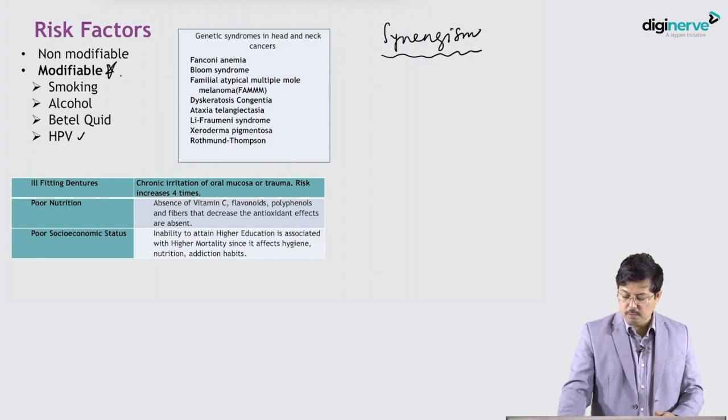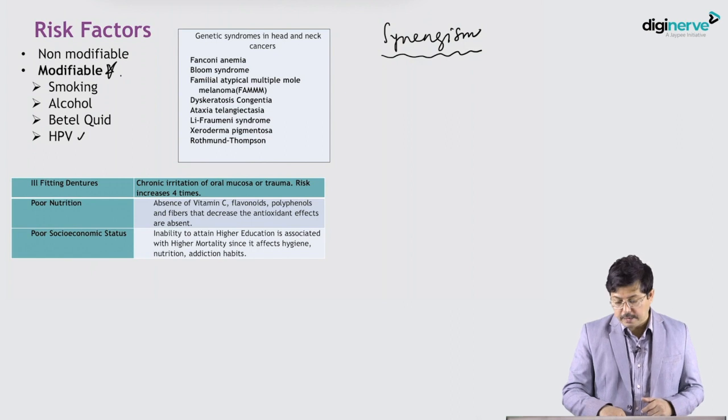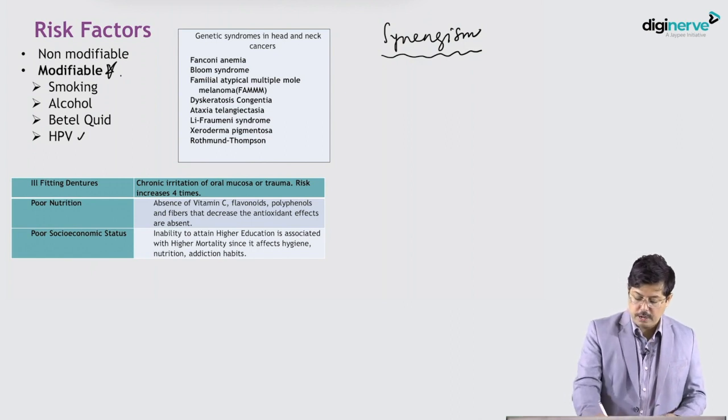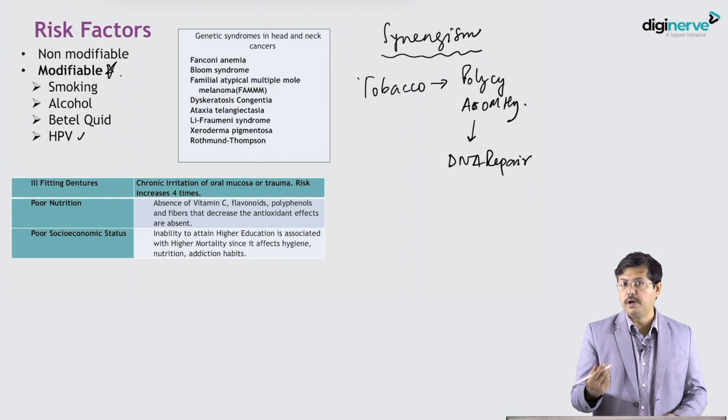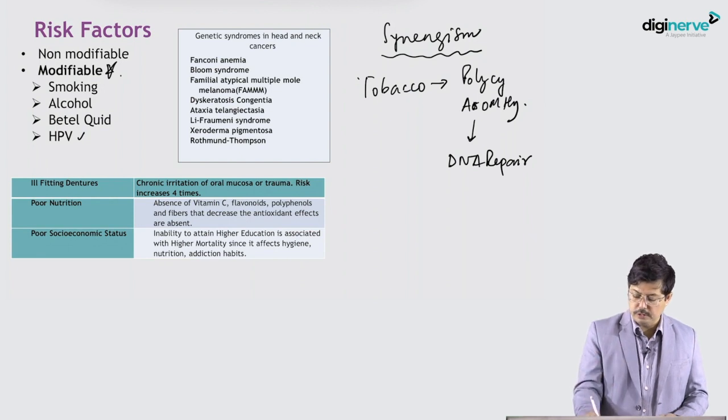But overall, if you understand, the mechanism of action will be generation of polycyclic aromatic hydrocarbons. So smoking and tobacco intake is going to produce polycyclic aromatic hydrocarbons, which will produce a problem with DNA repair mechanisms. So this is something that you are asked very frequently in examinations.